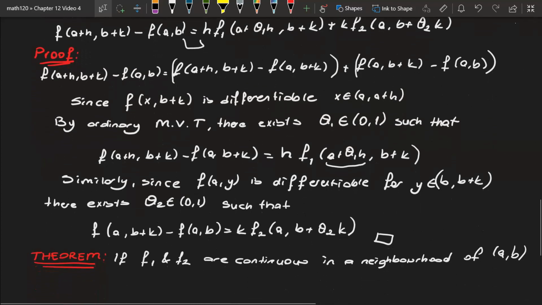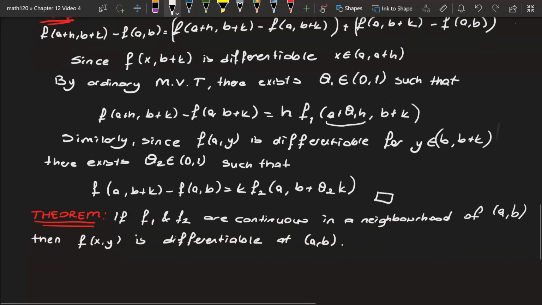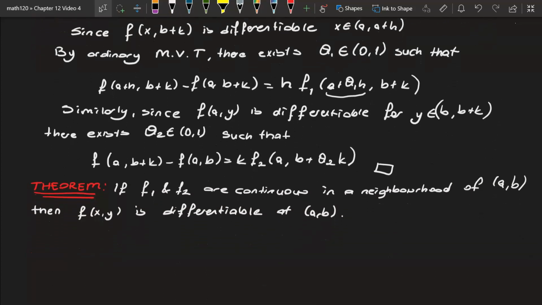Okay, probably it's correct. Of AB, then f of xy is differentiable at AB. The theorem gives us a sufficient condition for a function to be differentiable at a given point. If partial derivatives are continuous in the neighborhood of AB, then f of xy is differentiable at AB.